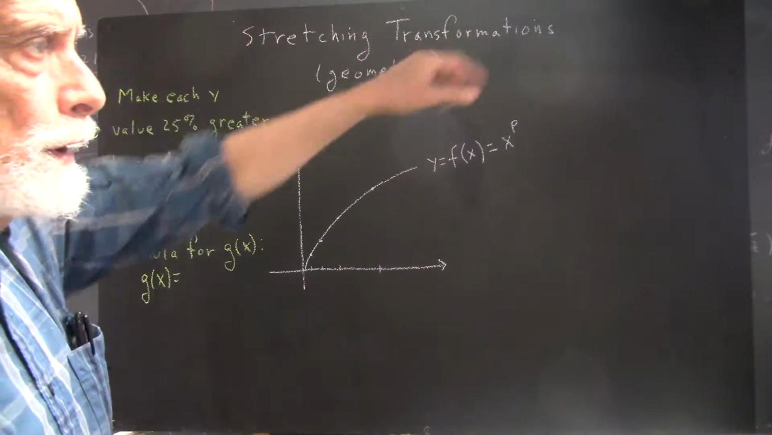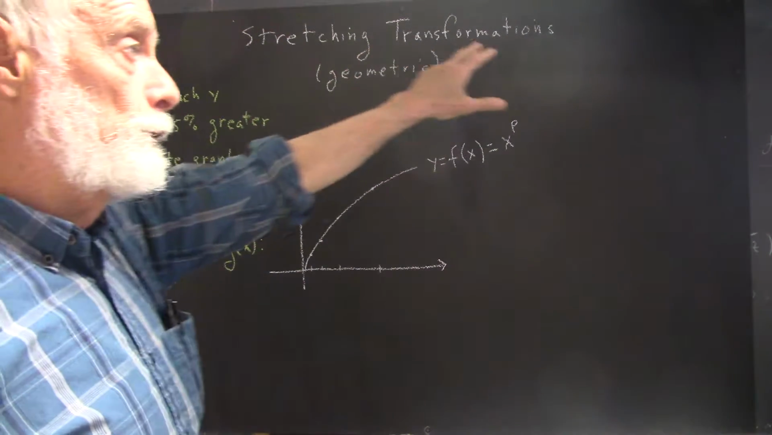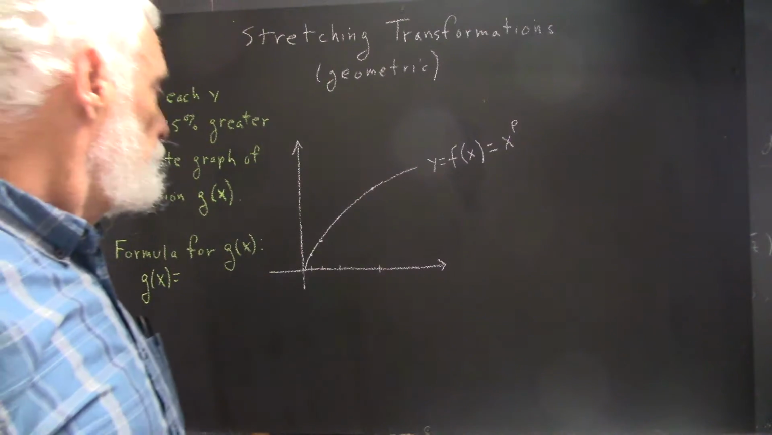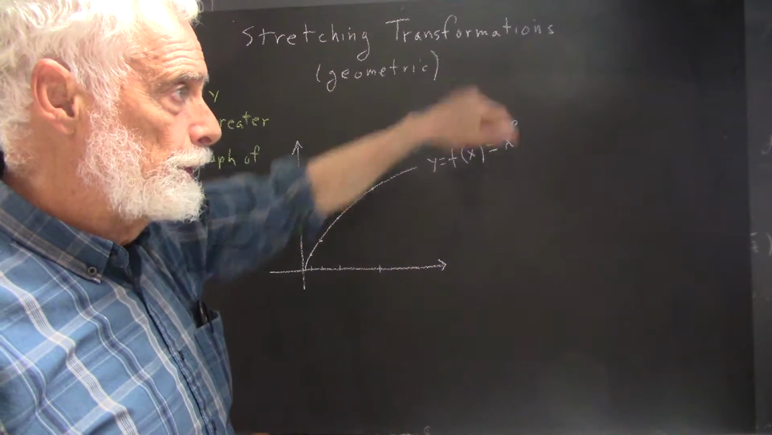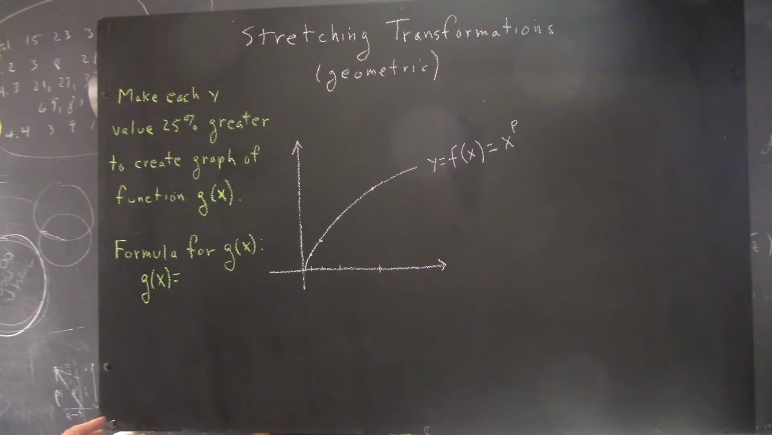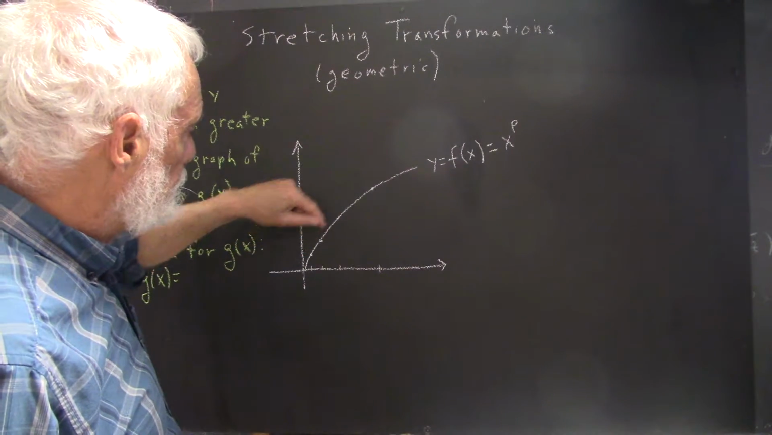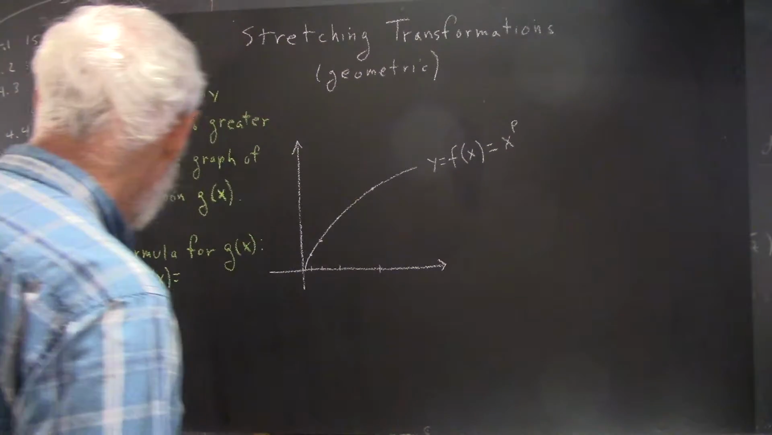Okay, we want to talk about transformations of graphs. We want to talk about a stretching transformation from a geometric point of view. So we have a graph here of y equals f of x equals x to the p for some unspecified power p. We don't care what the power is. Okay, we can see the 3 points pretty much from these dots that I used to construct this graph.